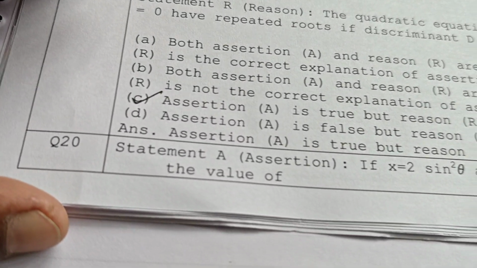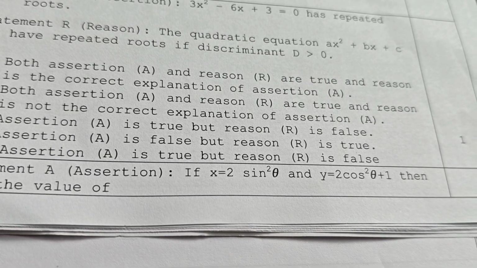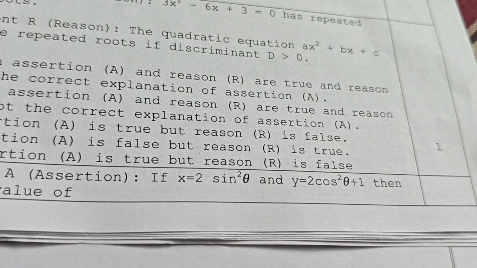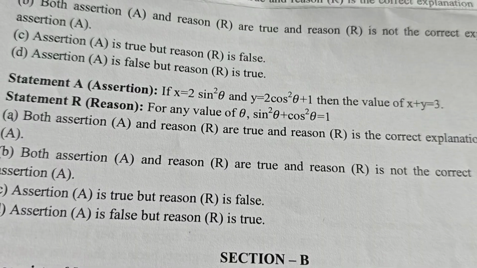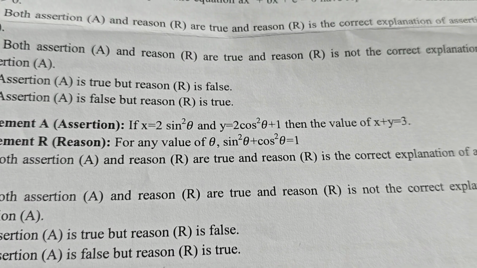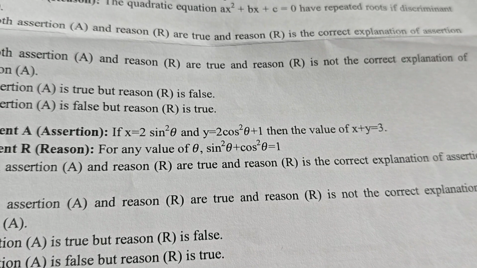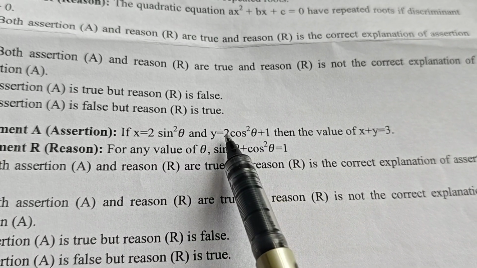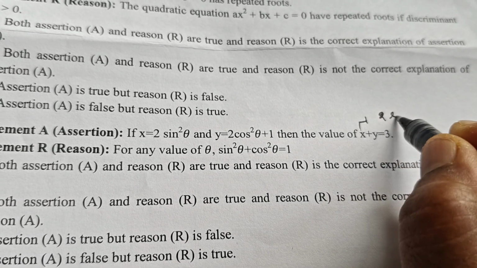Now go to question number 20. The assertion statement is: if x equal to 2 sine square theta and y equal to 2 cos square theta plus 1, then the value of x plus y equal to 3. Okay, so x plus y, you add x plus y. So you will be adding 2 sine square theta plus 2 cos square theta plus 1.